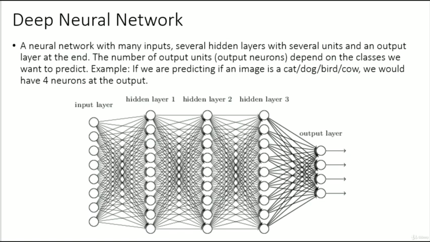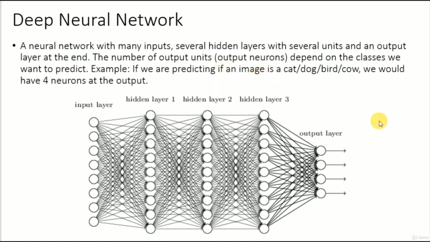This is a figure of a deep neural network. You have your inputs. You have several hidden layers. Here, for example, you have 3 hidden layers, and each hidden layer has several hidden units in it. At the end, you have an output layer, which performs your prediction or your classification, depending on your task. The number of output neurons, or output units, depends on the classes we want to predict.